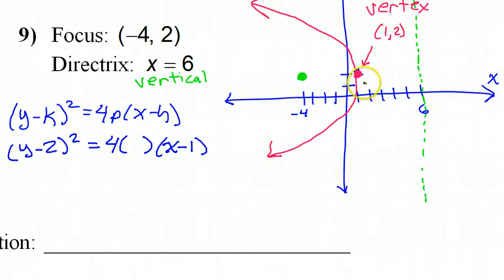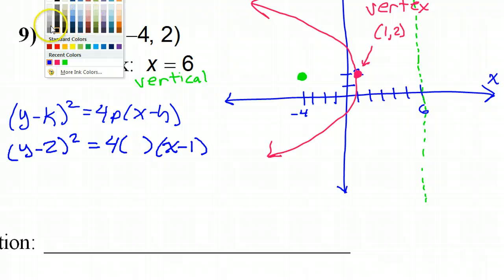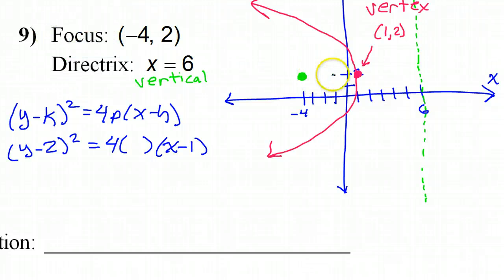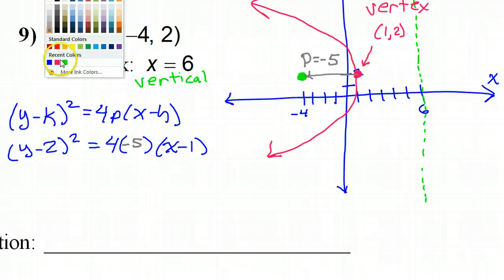Now the p. Once again, I should be able to look right here and see the p, because the p is the space from the vertex to the focus. Now, because it's to the left, I also know it's going to be negative. But like we said before, it's 5. So p is negative 5. So I can also put that into the equation, and that will give me the final answer.